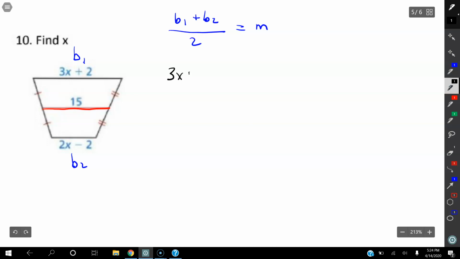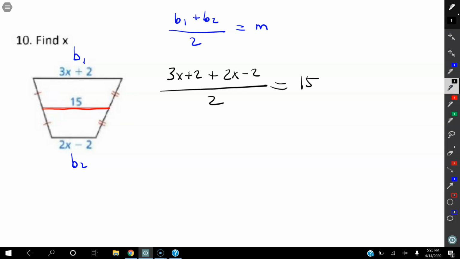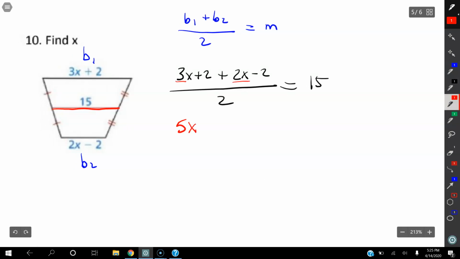Base 1 is 3x plus 2, plus base 2 is 2x minus 2, all chopped in half should equal the median. So all I did was substitute all of our values in here. First thing I'm going to do is combine like terms up here on the top. I'm going to combine the 3x and the 2x, and I get 5x. And when I combine the plus 2 and the minus 2, they go away. Then I just end up with the 2 on the bottom and the 15.